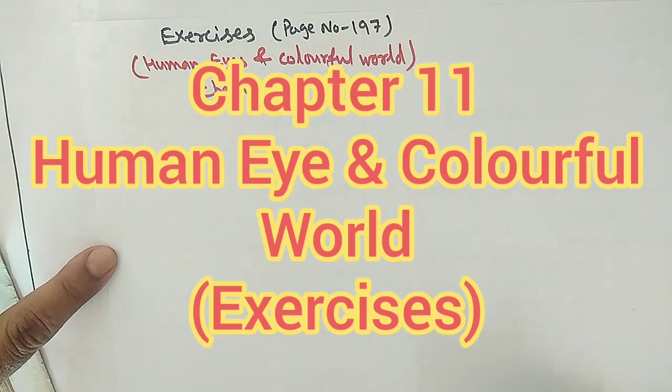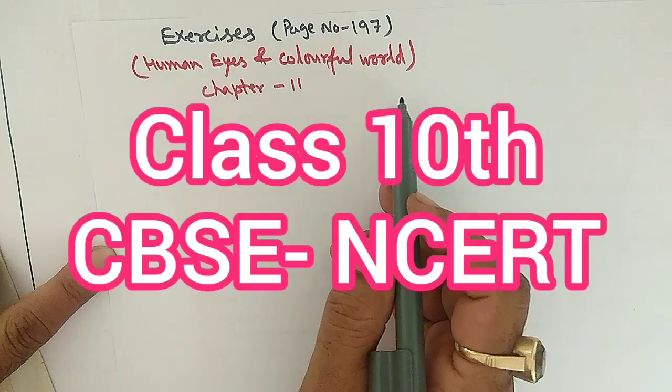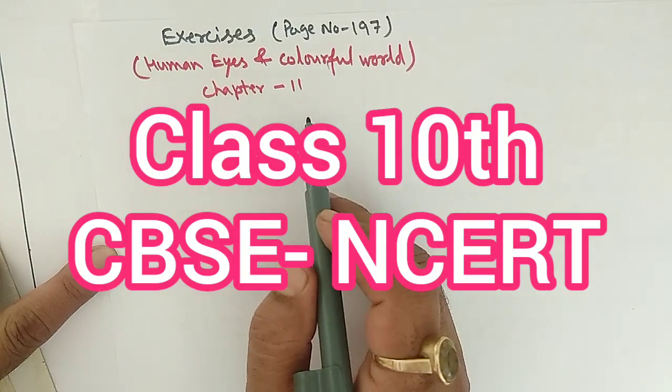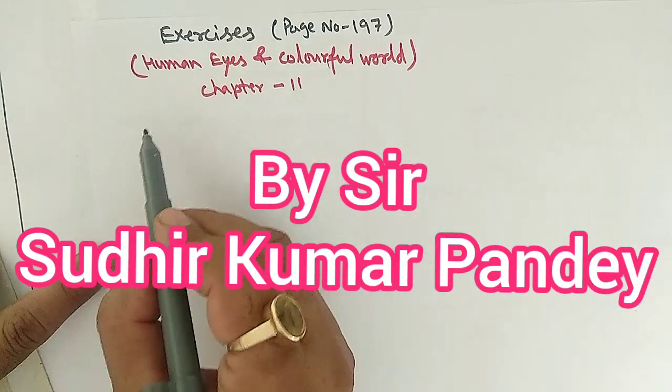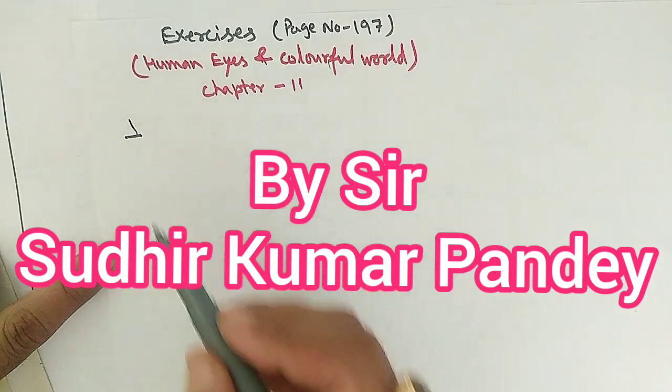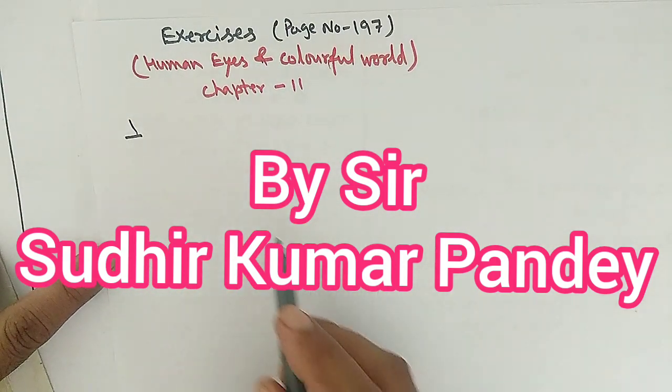Friends, let's discuss the exercise questions of the chapter Human Eyes and the Colorful World. It is chapter number 11. So let's begin. The first question of the exercise. Some questions are multi-choice questions.